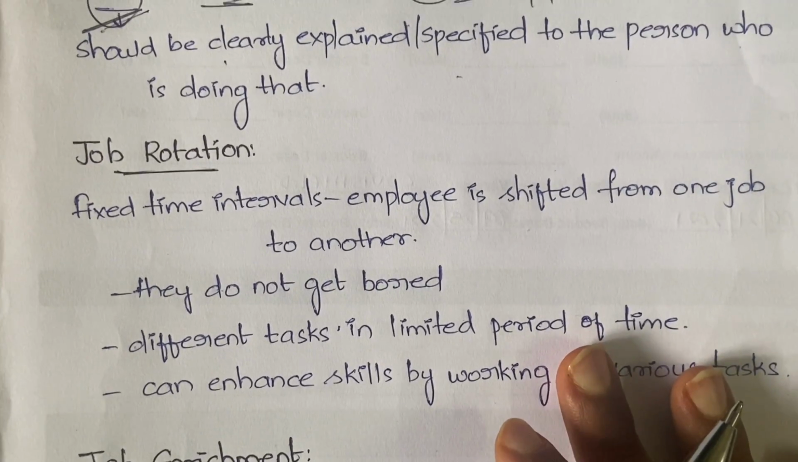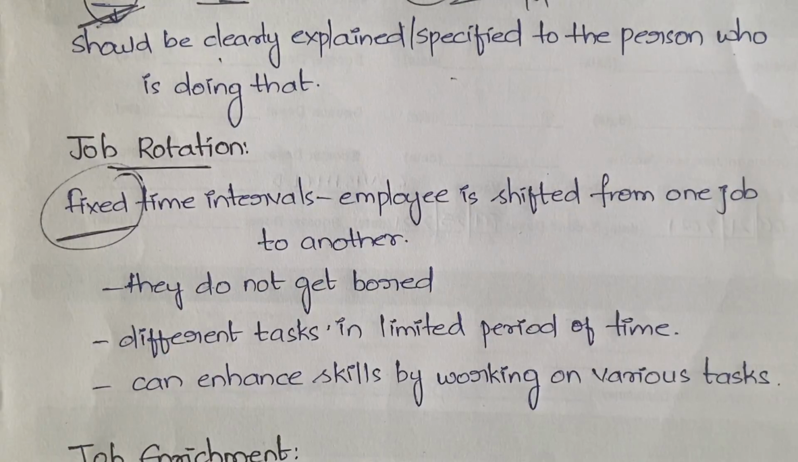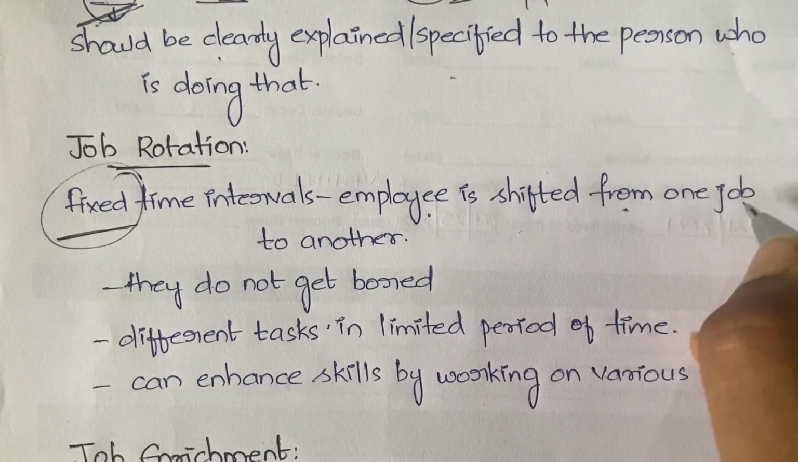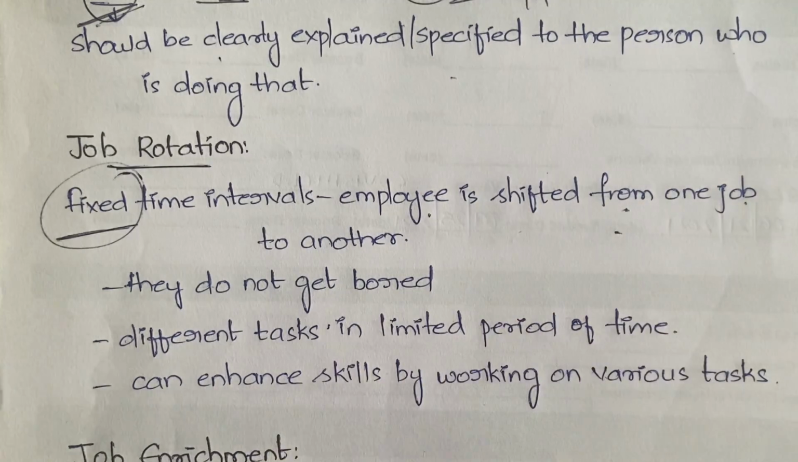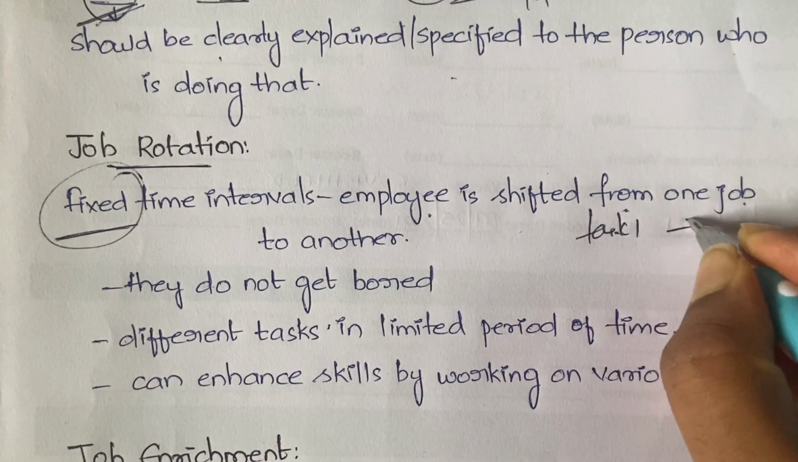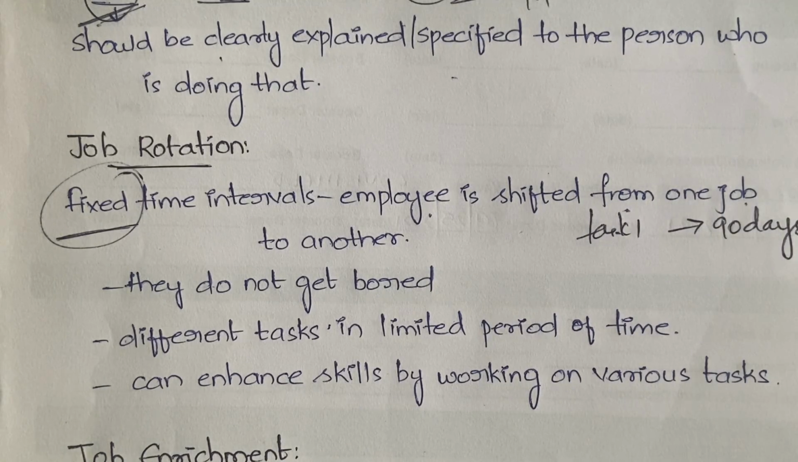Next is job rotation. In job rotation, what we will do is, in fixed, periodic time intervals, the employee is shifted from one job to another job or one task to another task, so that they do not get bored. For example, task 1 is there. If task 1 has to be done for 90 days, and for all the 90 days the employee is working on the same task, then he will get bored, right? Okay, maybe for the first 1 month or for the first 45 days it might be good.